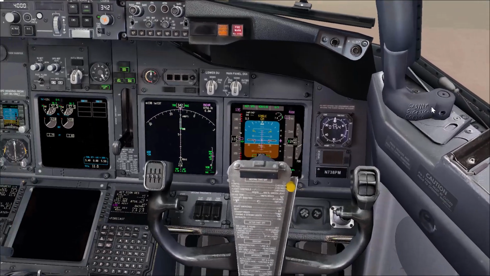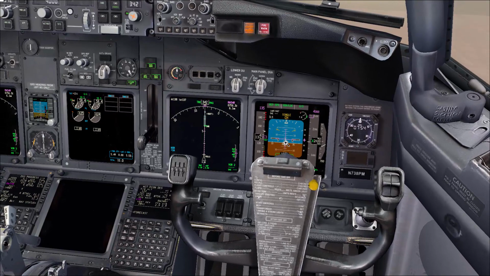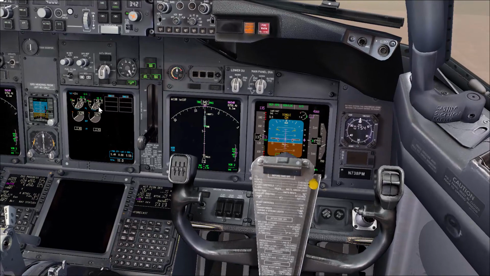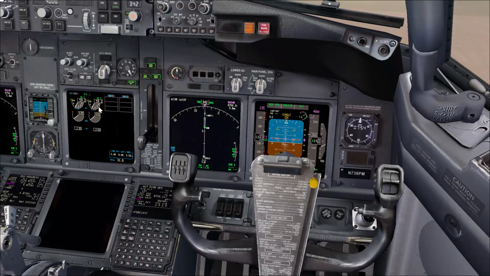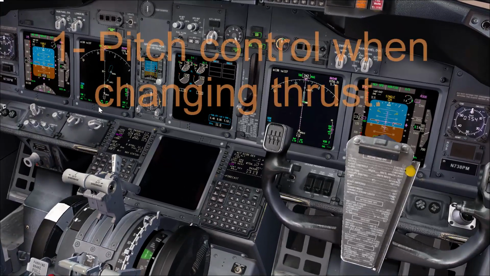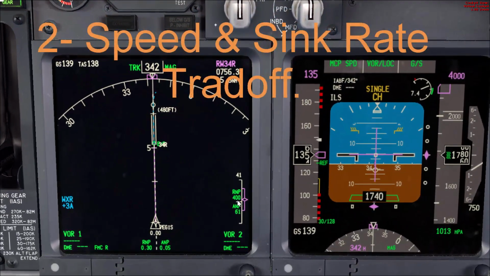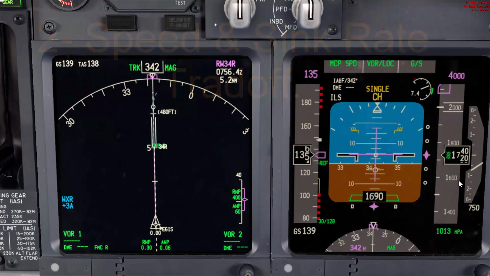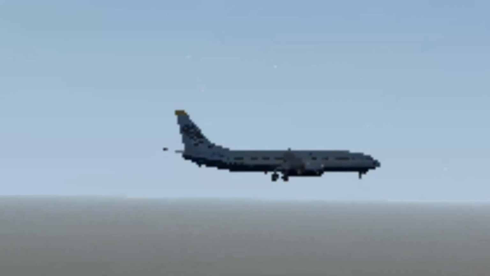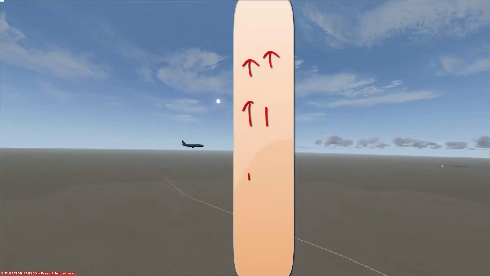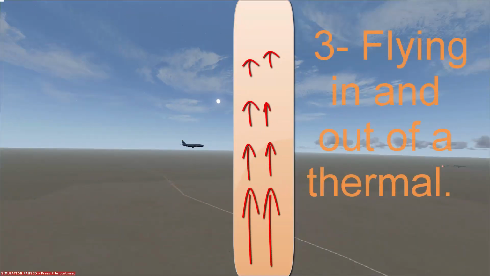And in this video we'll try to tie the sink rate, pitch attitude, speed and thrust all together, especially when you are doing a correction. We'll cover three main points. The first one is the importance of controlling the pitch, that is controlling the control column when you adjust the thrust. The second point is when can you trade off speed for sink rate or doing the opposite. And the third point is flying into and out of a terminal when you are flying the approach.